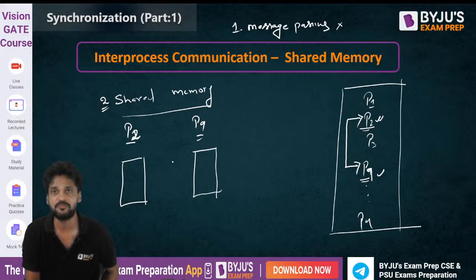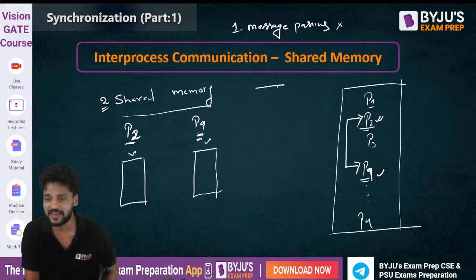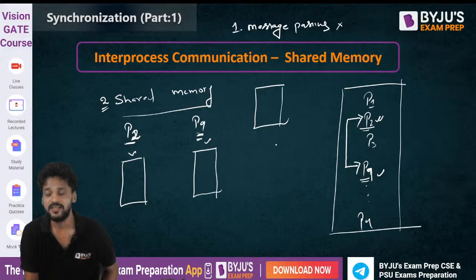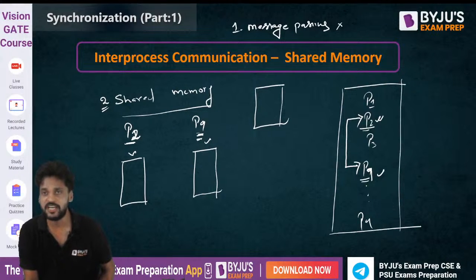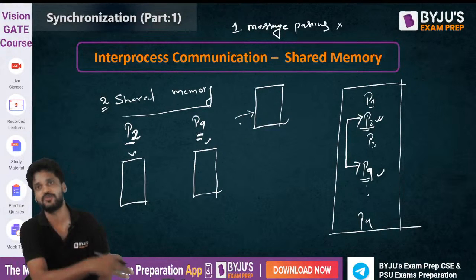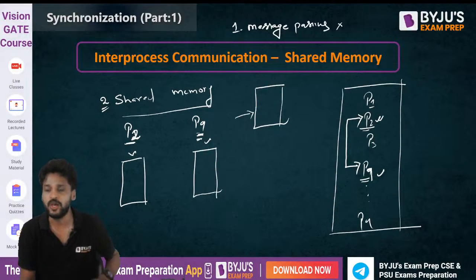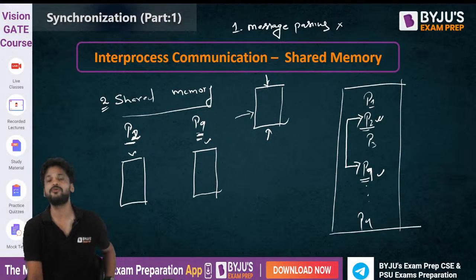What exactly is shared memory? Between P2 and P9, in addition to their respective memory spaces, the operating system will create a shared memory region. This shared memory region is neither exclusive to P2 nor exclusive to P9. Rather, it will be used by both. When P2 wants to communicate with P9, it will write something in the shared memory. When P9 wants to read, it will go to this shared memory and read it. Vice versa, when P9 wants to communicate with P2, it will write something into this shared memory, from which P2 is going to read the data.